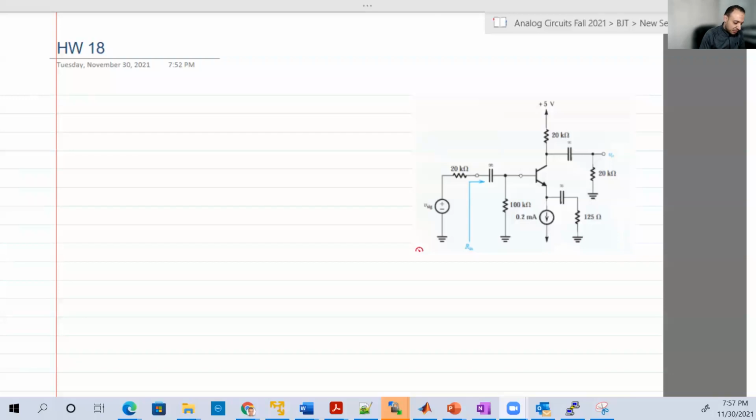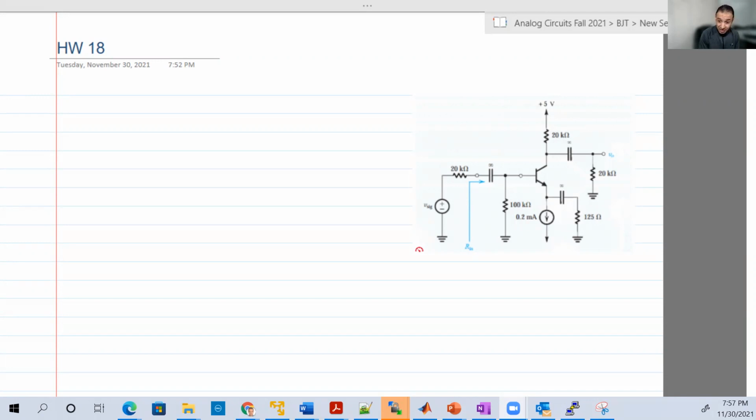Hello guys, so in this recording we're gonna solve some examples, basically some of the homeworks that we took so far. We're gonna start with this example, which is basically homework 18, which is a common emitter amplifier.